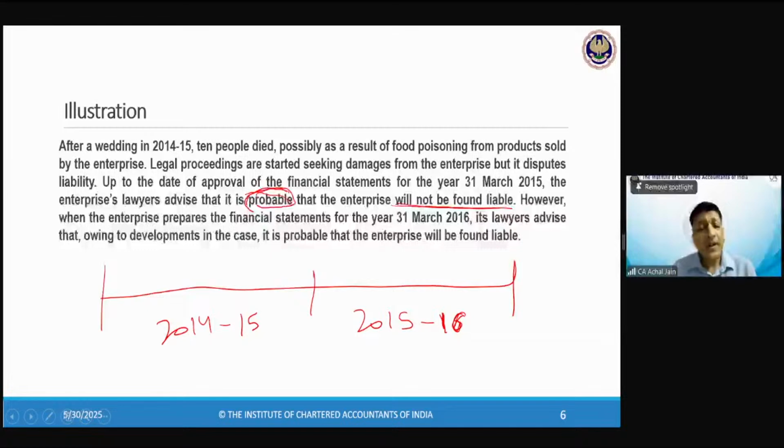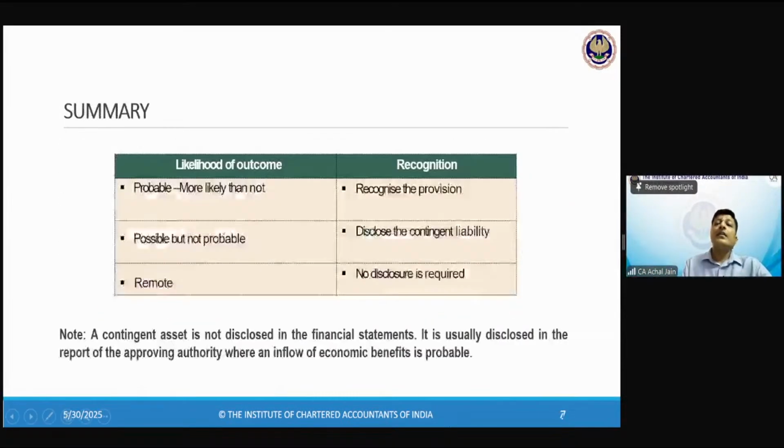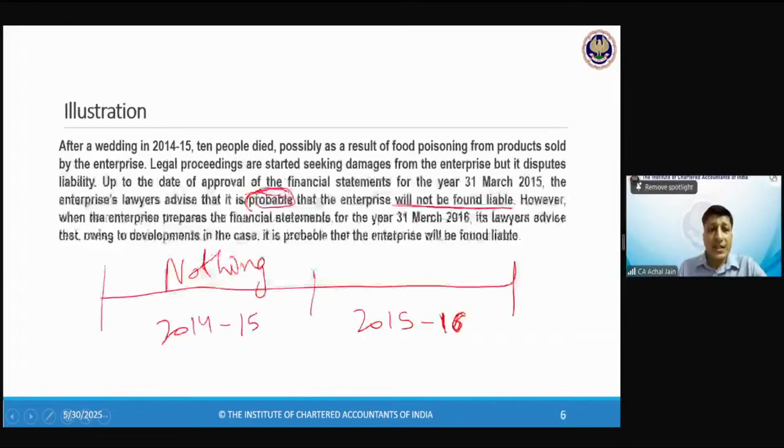In the next year, a provision should be made. Why provision? Because it is probable that the enterprise will be found liable. Right. Because in the next year, there is a probability that the entity will lose. So therefore, in the next year, the company will have to create a provision.